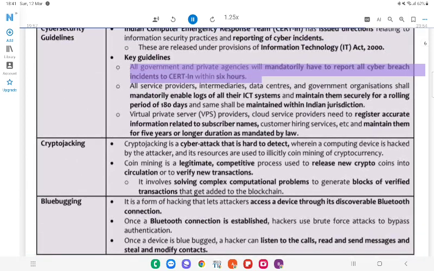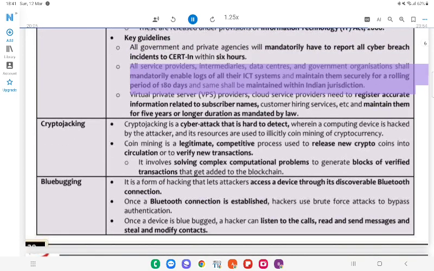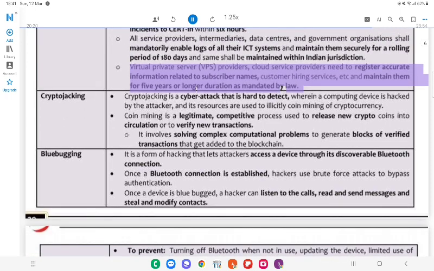All government and private agencies will mandatorily have to report all cyber breach incidents to CERT-In within 6 hours. All service providers, intermediaries, data centers, and government organizations shall mandatorily enable logs of all their ICT systems and maintain them securely for a rolling period of 180 days, and the same shall be maintained within Indian jurisdiction. Virtual private server (VPS) providers and cloud service providers need to register accurate information related to subscriber names, customers hiring services, etc., and maintain them for 5 years or a lower duration as mandated by law.